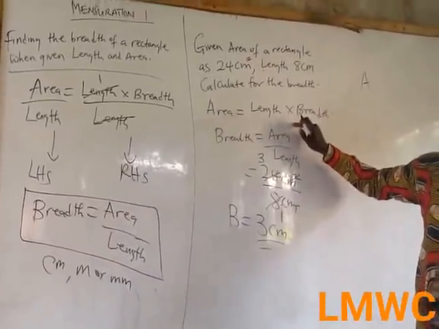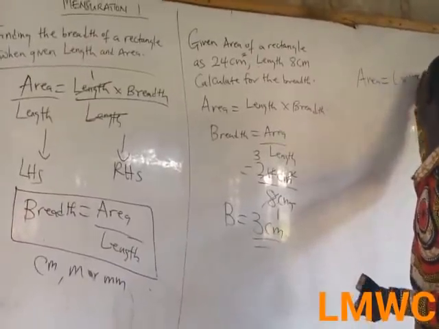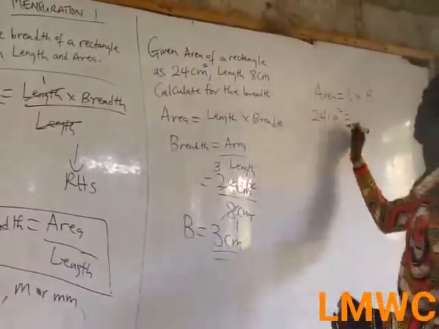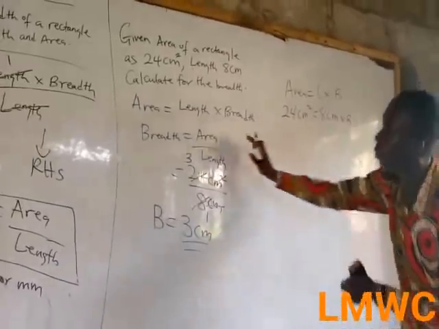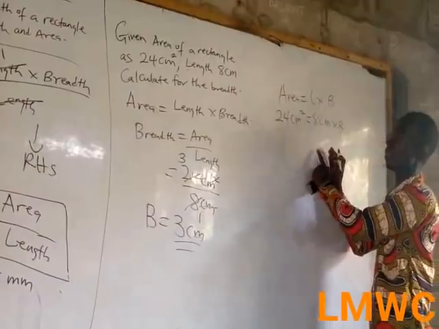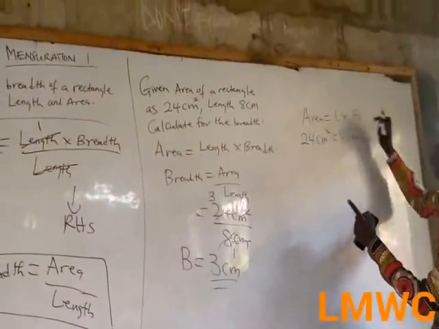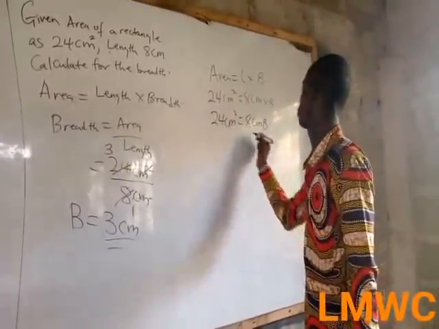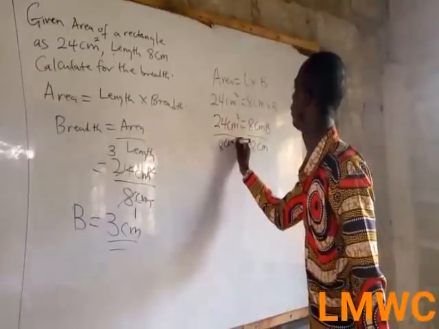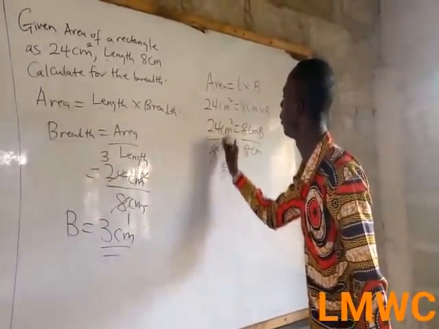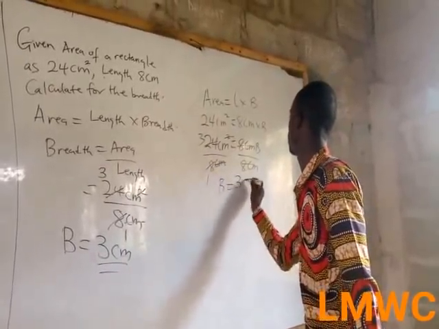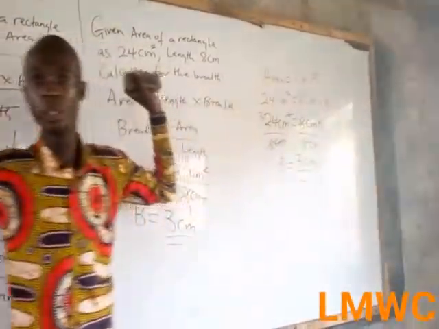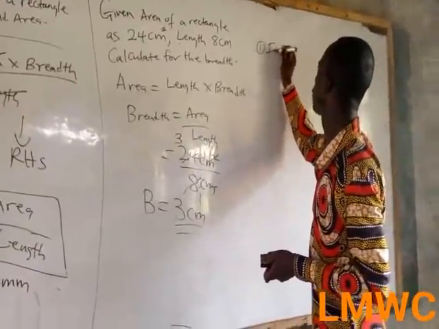Or if you can't use this formula approach, you just substitute. Because we know area is equal to length times breadth. What is the area? 24 centimeters squared. What is length? Length is 8 centimeters. We don't know B. If you don't want to use this formula, you use elimination by substitution. You know area, you know length, we don't know breadth. So it becomes 24 centimeters square is equal to 8 centimeters B. We want B, so you divide through by 8 centimeters. So B is equal to 8 goes here 1, 8 goes here 3. This will cancel this, so it becomes 3 centimeters. So this is the formula approach, and this is the elimination by substitution approach. You see, I've derived two methodologies here.